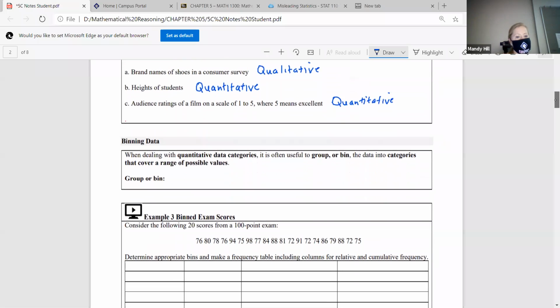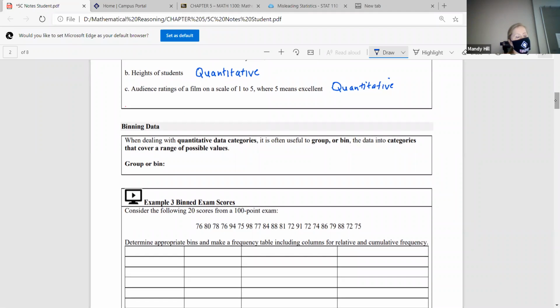When dealing with quantitative data categories, it is often useful to group or bin the data into categories that cover a range of possible values. So what's a group or a bin? We're going to talk about that, but it's a class interval. And I'll explain what that means. Basically, you have a range of a group. Most on your homework, they're going to tell you how big they want your bin size to be or how many classes it is.